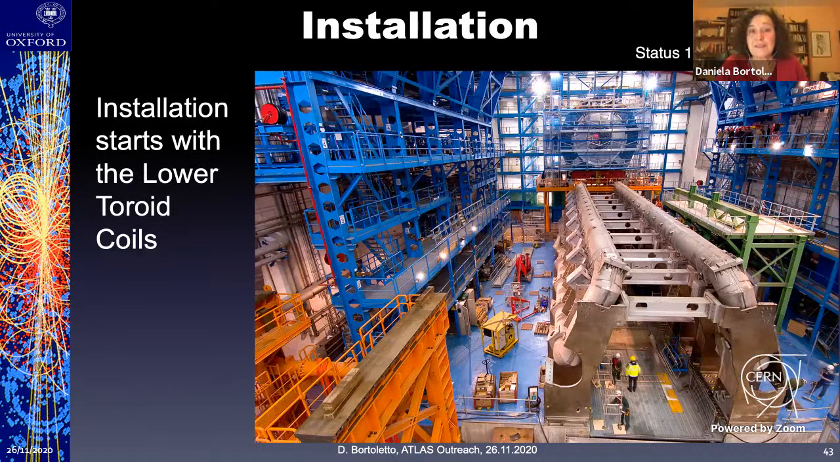You can see here the installation, in a picture from December 10, 2004. It started with the toroid coil. This is a bottom toroid coil. The toroid coil creates a field because you have current going around here, so the magnetic field goes in this direction inside the toroid. That magnetic field bends the muon, and it allows us to determine the momentum of the muons.